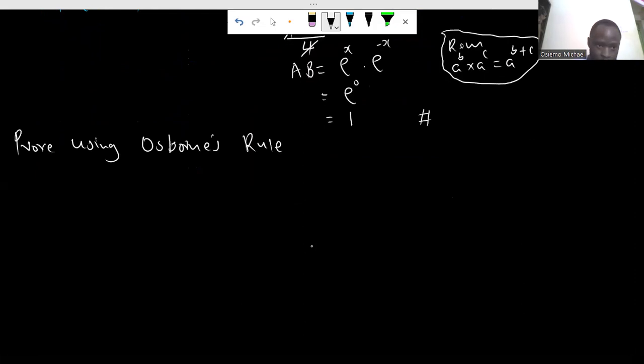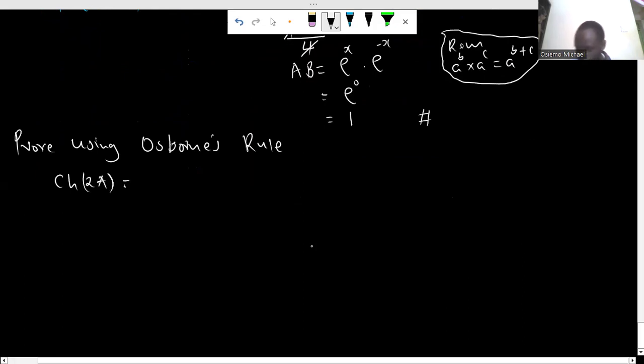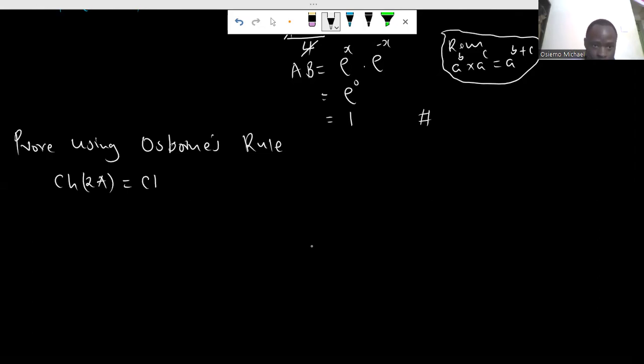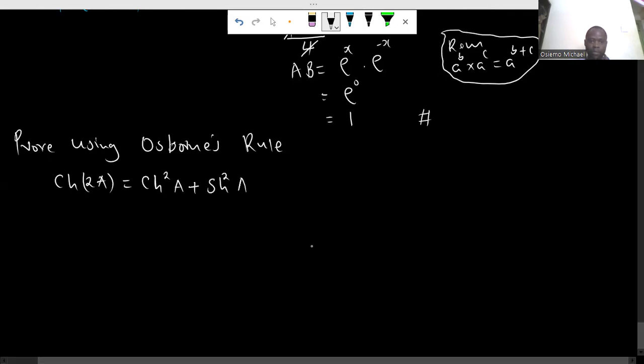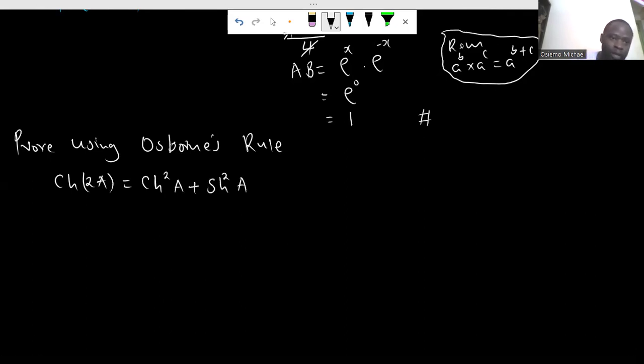ch of 2A is equal to ch squared of A, instead, yeah, plus sh squared of A. This one is another example. So we do the solution.